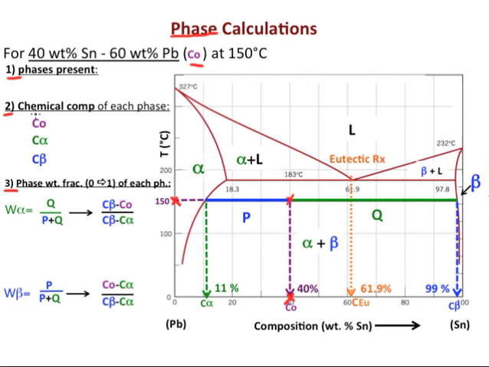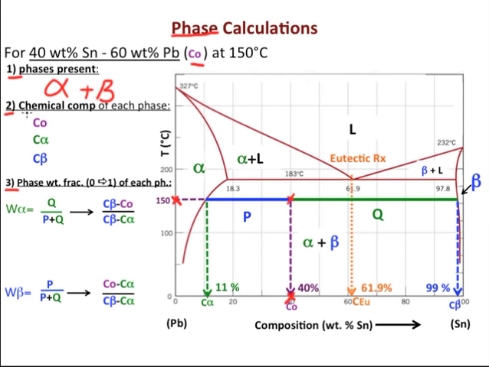So for our first question, what phases are present, all we have to do is identify which region of the phase diagram we are in. And we are in the alpha plus beta region. So for the phases present, it would be alpha plus beta.